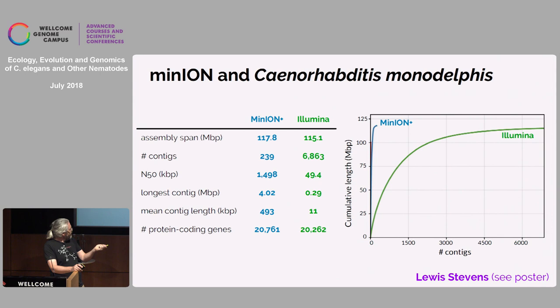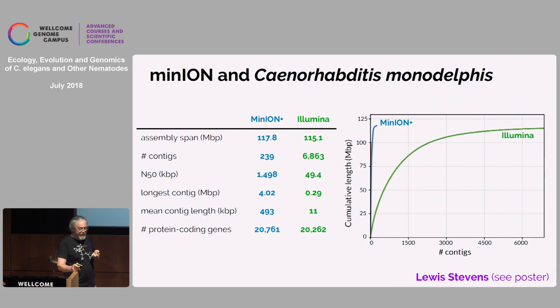The total span was about 115 million bases, so about 15 million bases longer than C. elegans. And with the MinION assembly, also using the Illumina data to polish it, the assembly is slightly bigger, the number of contigs is much smaller, and the overall contiguity of the genome is much better. So this represents a much better assembly. It's still not quite chromosomal, but it's much better. And so these sorts of data are what we need to make these genomes better.